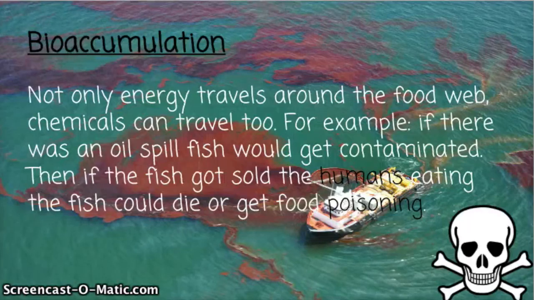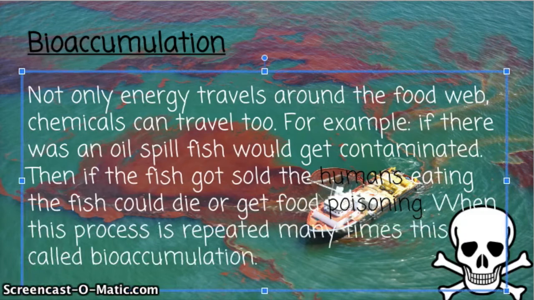What is bioaccumulation? Bioaccumulation is when chemicals or harmful gases get passed around the food web. For example, when there was an oil spill, fish would get contaminated with all the dirty chemicals, and if these fish got sold to humans and the humans ate the fish, they could get food poisoning or some kind of disease, or they could die. This can also happen through normal wild creatures.